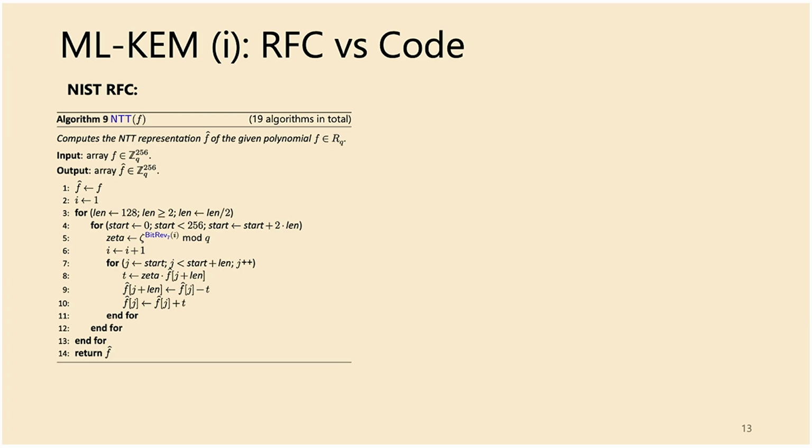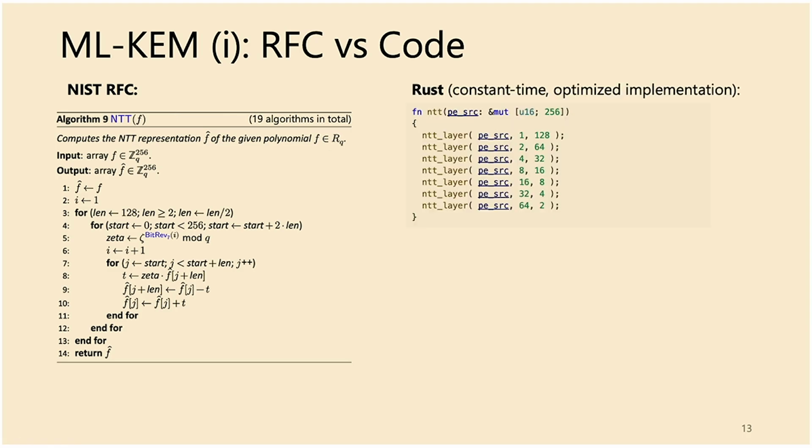The good thing with cryptography is that we have an extremely clear specification in the shape of the RFC. Once again, I'm focusing on functional correctness here. So for example, this is the RFC of the NTT, the number theoretic transform, which is one of the important parts of ML-KEM. Now, the Rust implementation doesn't look like that at all.